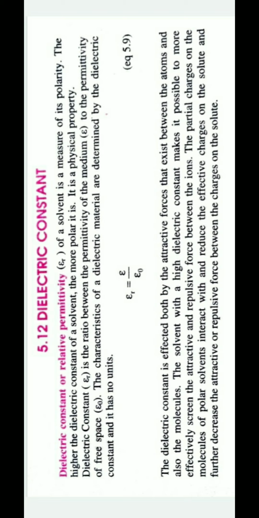When a polar solvent has partial charges, that polar solvent acts on the solute, which has effective charges. Due to the effect of the polar solvent, the solute decreases the attractive or repulsive force between the charged solute. So the polar solvent has the ability to change the charge of the solute.